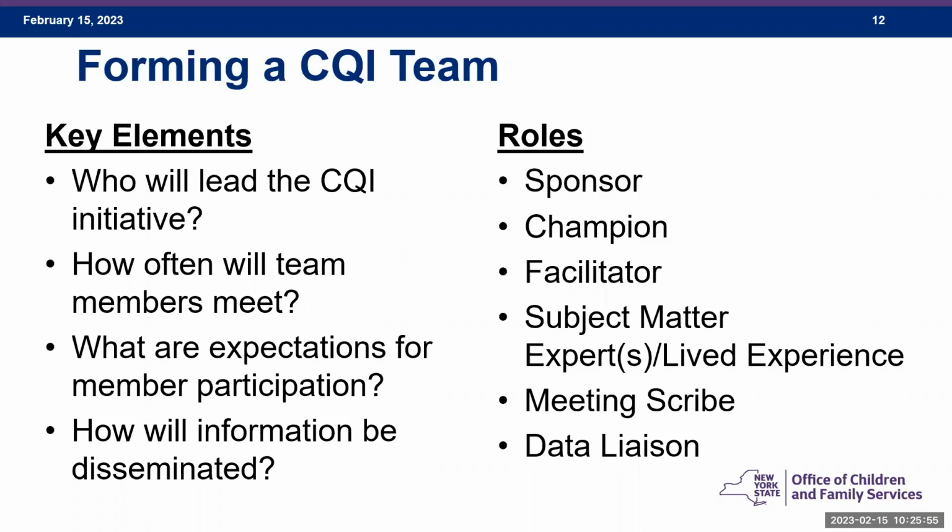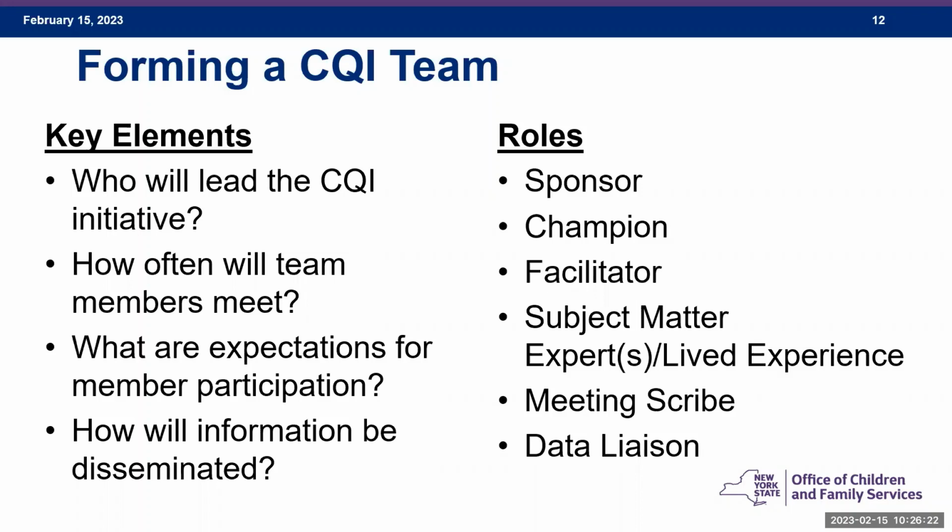The next is the meeting scribe. They are the ones who take notes for each meeting and share all the meeting notes with team members. And finally, we have a data liaison. Typically, they're the person who gathers the data for the CQI project. They verify the quality of the data, do all the analysis for the team, and also ensure that the CQI team is interpreting the results correctly.